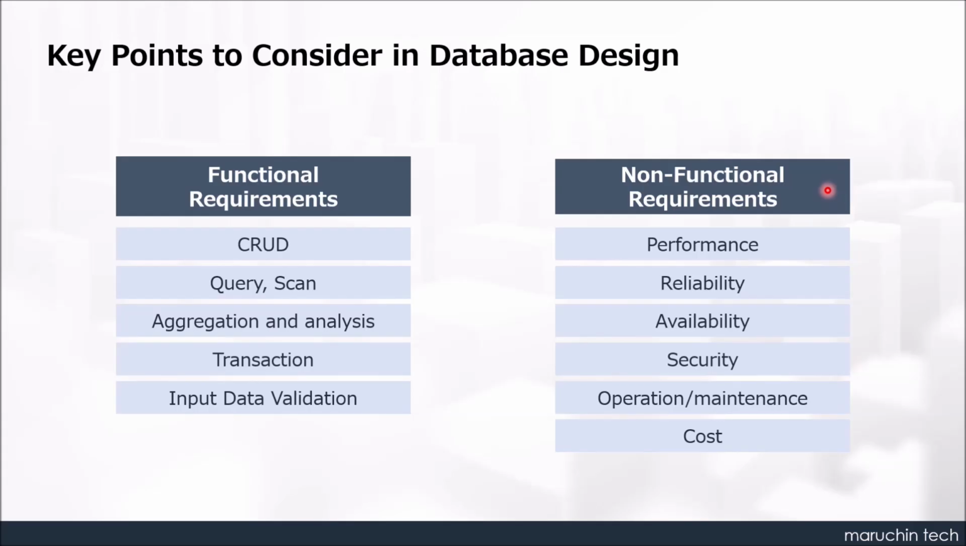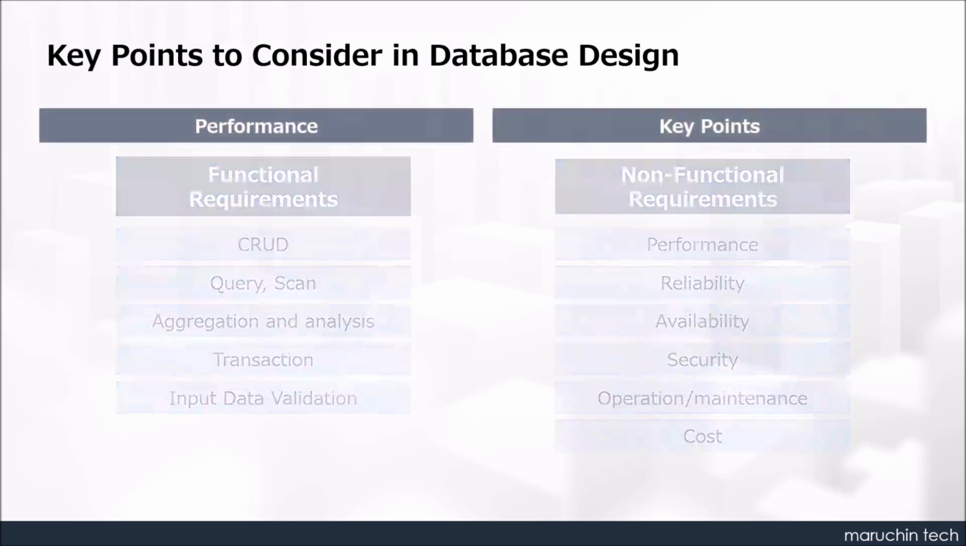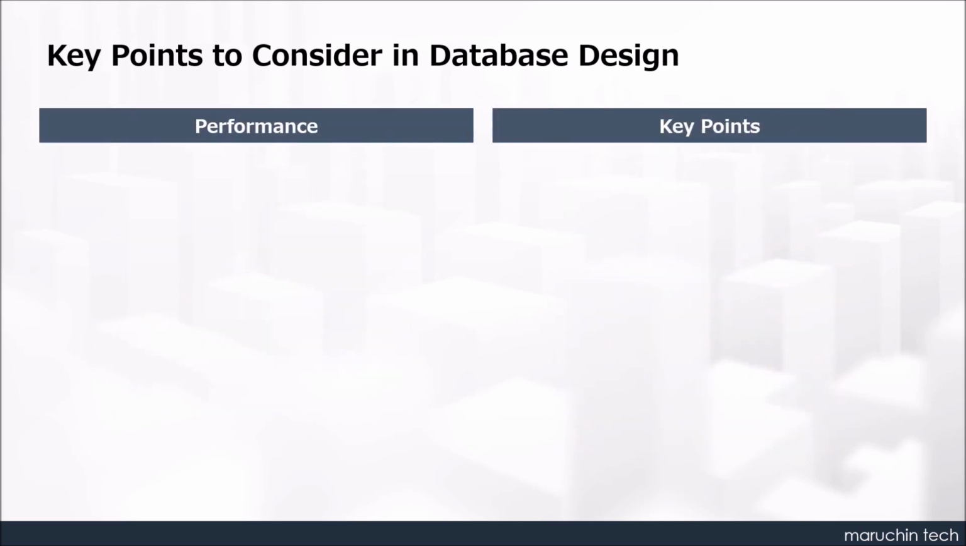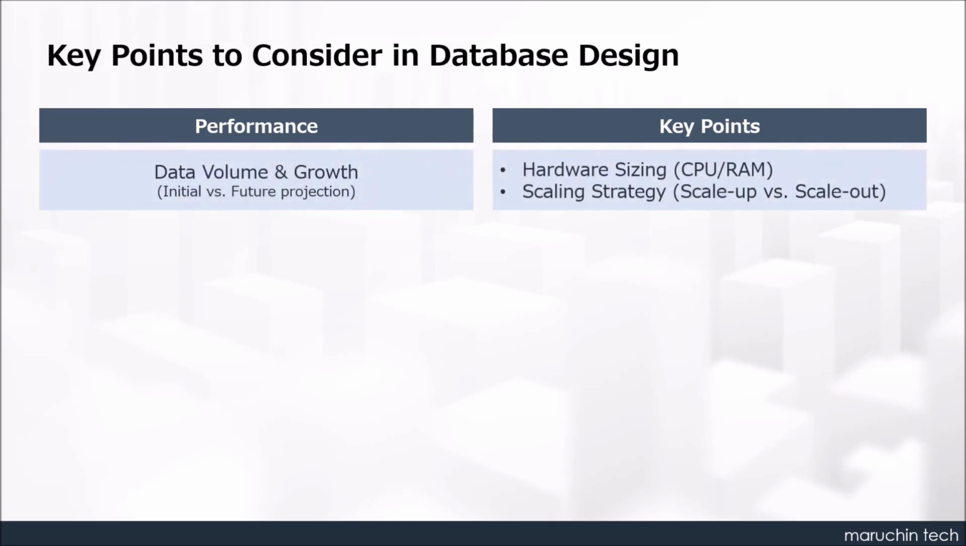In the previous section, we discussed the weaknesses of Excel. While Excel is convenient with its rich formulas, macros, and visualization tools, it cannot process massive amounts of data at high speed. Since Excel runs primarily on a personal computer, its performance is limited by the specs of that PC. Let's dive deeper into database design points, specifically focusing on performance. The first is data volume. You need to consider the initial data size and how it will grow or shrink in the future.